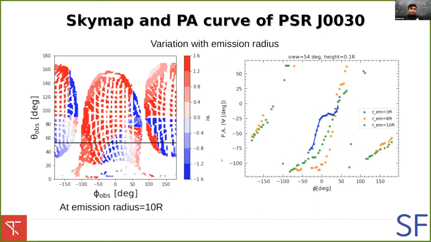And similarly, we can vary the radius of emission but fix the freezing height. In this regard also, we see that far away from the star, it is more S-like.